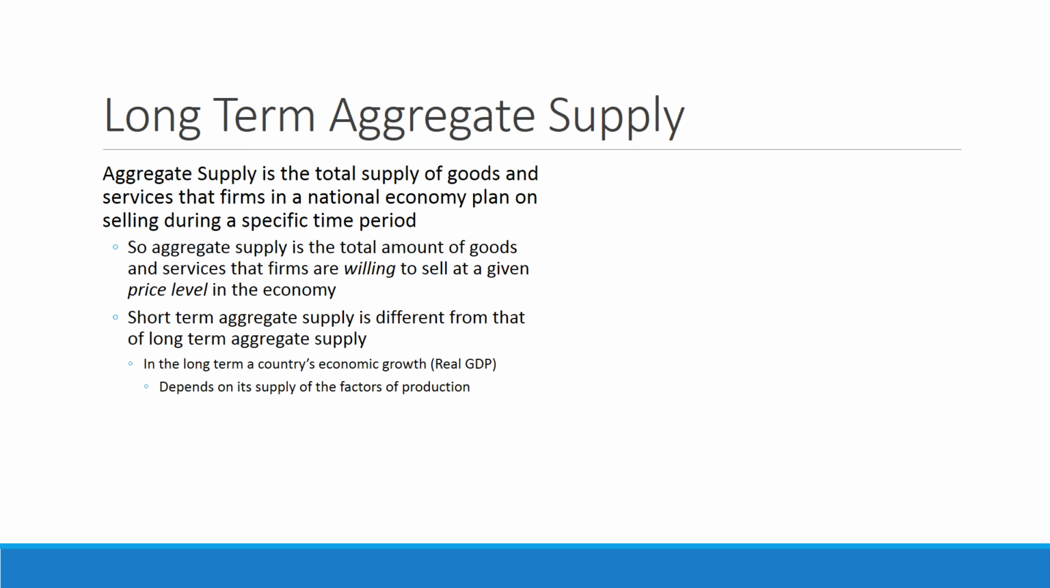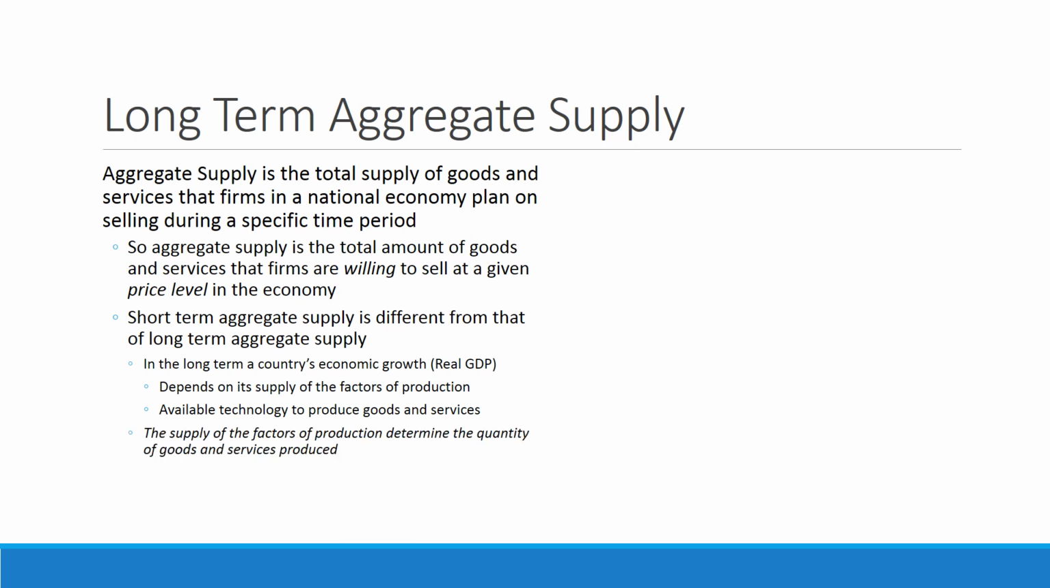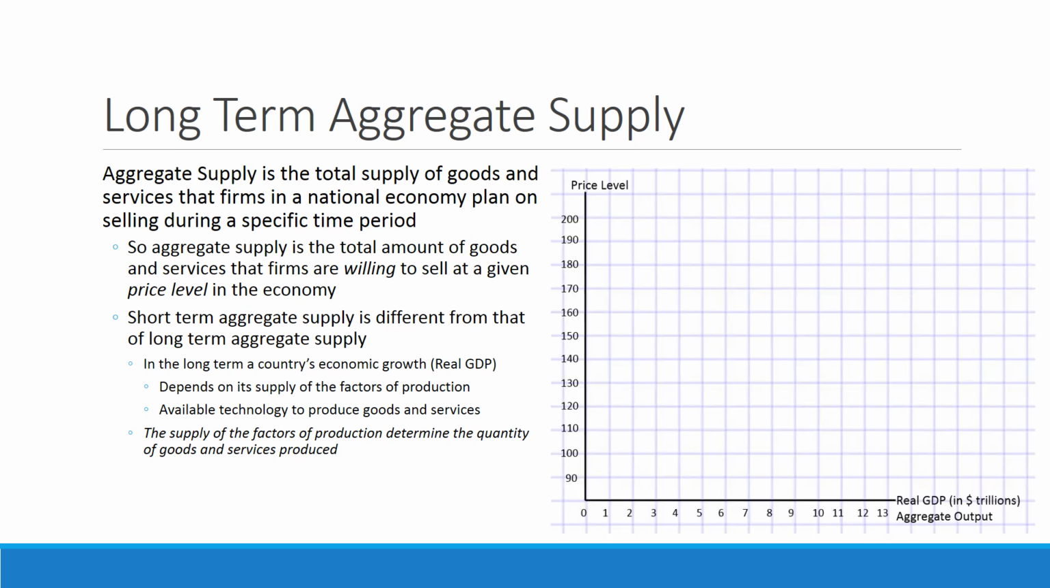So over the long term, what we produce is dependent, of course, on our factors of production, plus the available technology to produce goods and services. So the supply, the factors of production, determine the quantity of goods and services produced. Well, when we look at it, the long-run aggregate supply curve is vertical and equals potential GDP. And here's the thing: in the business model, the trend line is long-term aggregate supply.